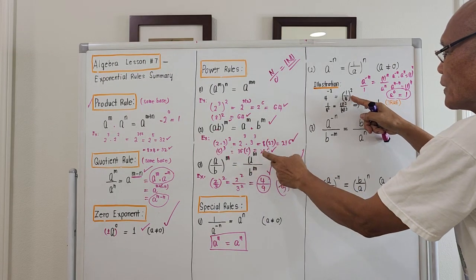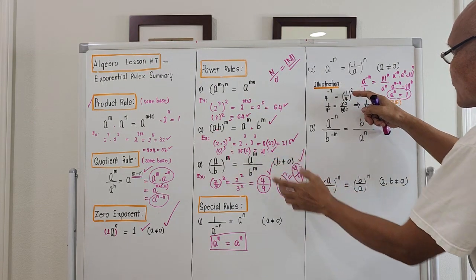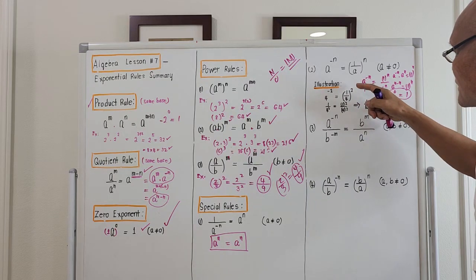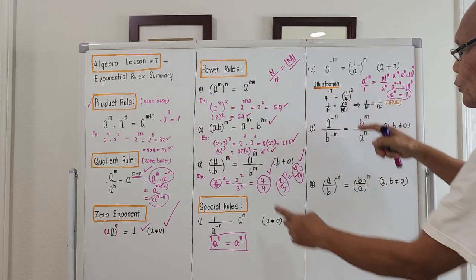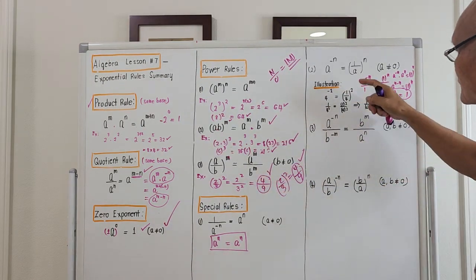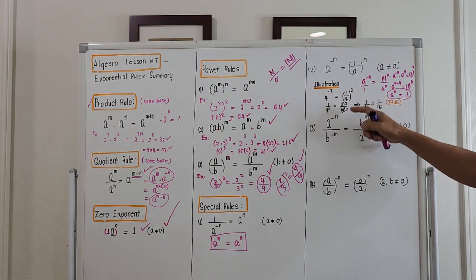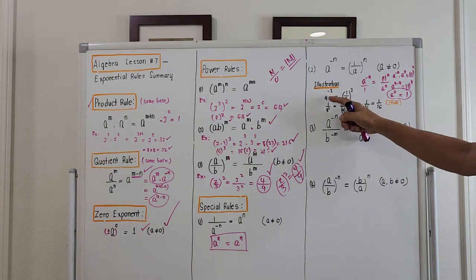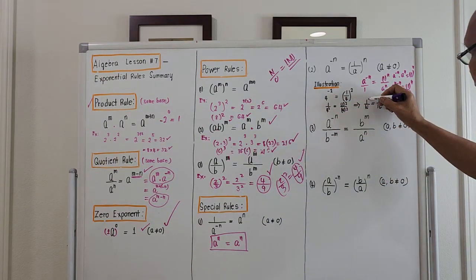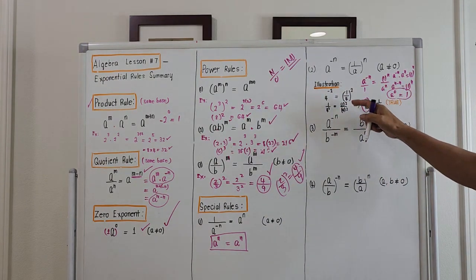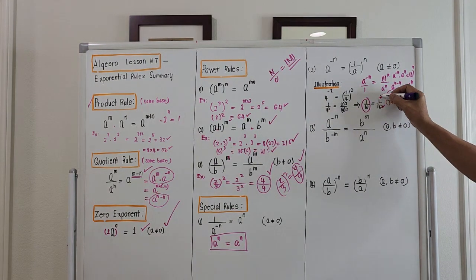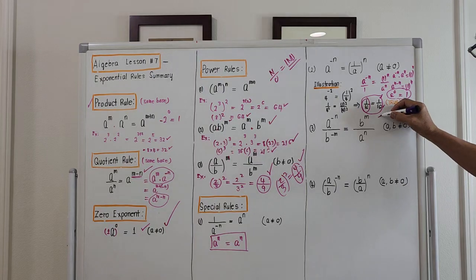So we square, we raise the numerator to this power here, and we raise the denominator to that same exponent. So it will become 1 squared over 4 squared. So 1 over 4 squared is actually 1/16. And what is 1 squared? It is 1. And what is 4 squared? It is 16. So 1/16 is equal to 1/16, so it is true.